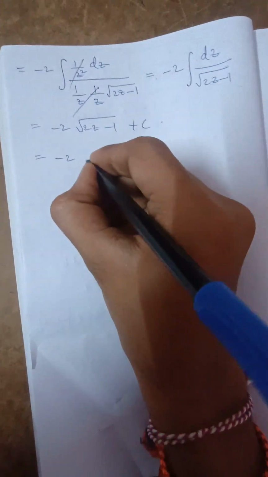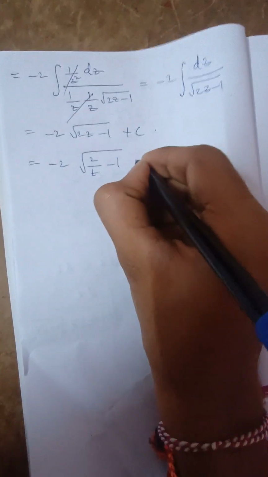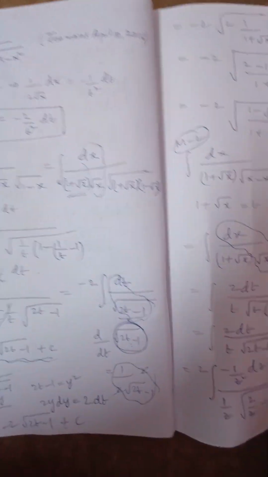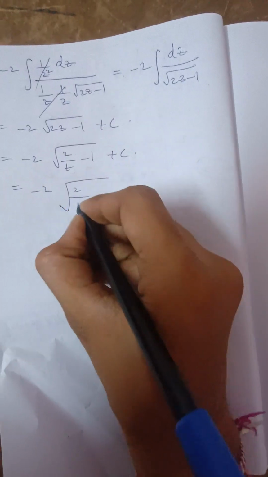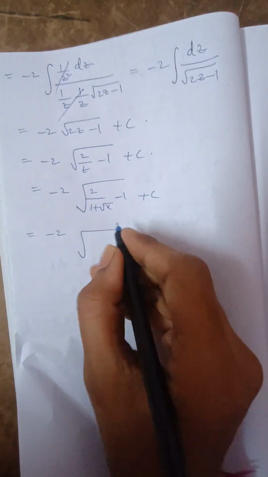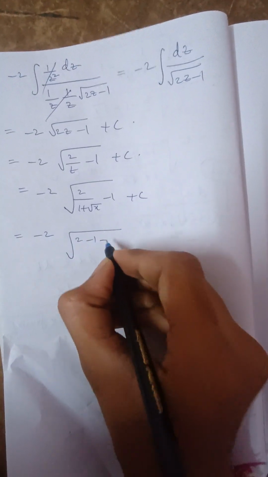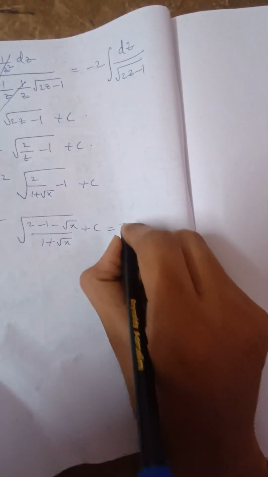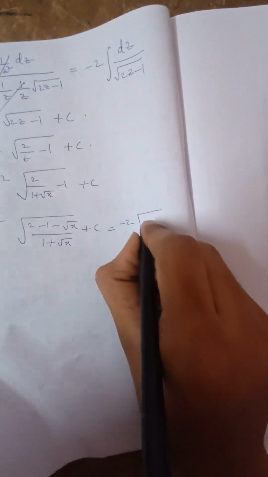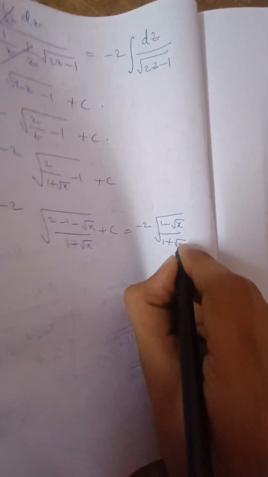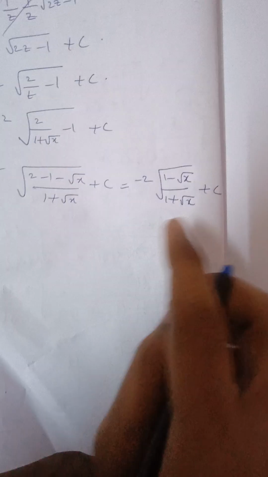So minus 2 root 2 by t minus 1 plus c. So instead of t we have to substitute 1 plus root x. So minus 2 root 2 by 1 plus root x minus 1 plus c. This is nothing but minus 2 root 2 minus 1 minus root x by 1 plus root x plus c, which is nothing but minus 2 root 1 minus root x by 1 plus root x plus c. So this is the final answer.